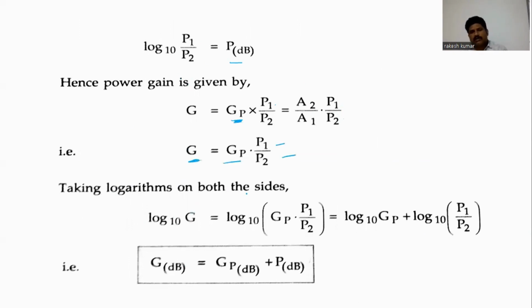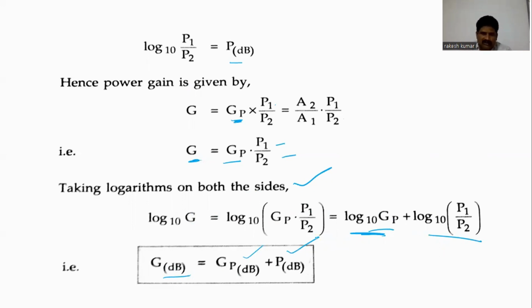Okay, so taking logarithm on both sides, log base 10 G is equal to log base 10 of GP into P1 by P2. Log AB can be written as log A plus log B. So log 10 GP plus log 10 P1 by P2. So G in dB is equal to GP in dB plus the P1 by P2 term in dB. So this is the correction you want to make for the signal, if P1 is not equal to P2.